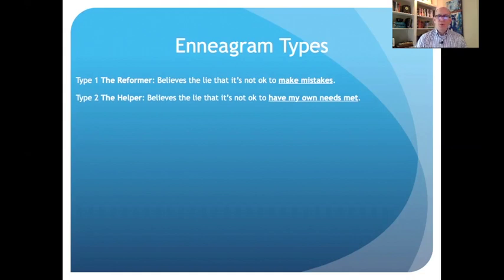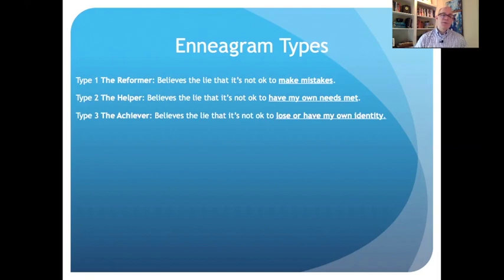The type 2 person, the helper, tends to believe the lie that it's not okay to have my own needs met. Type 2s take care of everybody else and don't really pay attention to those around them. I'm married to a 2, so that's good for me to know that I need to make sure she's taking care of herself because that can be a tendency of hers.